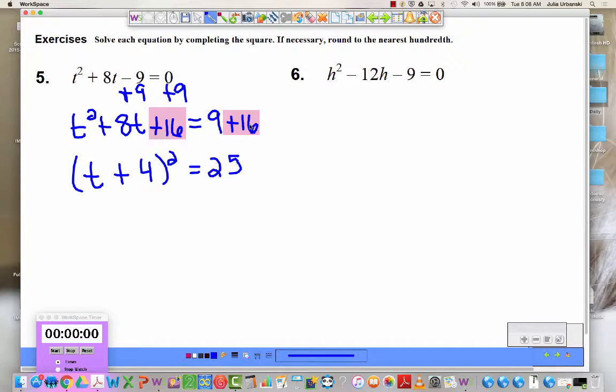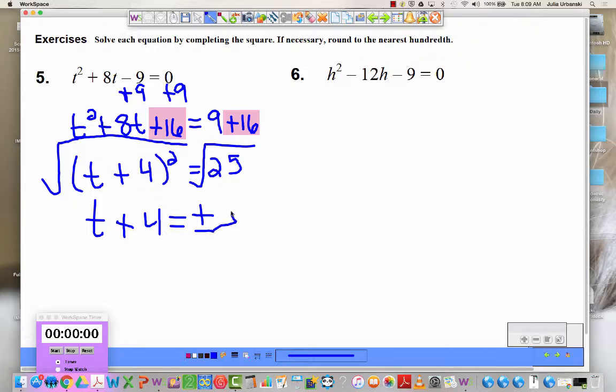Most common mistakes that happen is that people forget to add it to both sides. And the other common mistake is that people forget to come up with 2 answers. Are we to the point where we see what to do here? Whenever you see this, you're automatically going to do what? Square root both sides, okay? Otherwise, you make it too complicated. T plus 4 is equal to positive 5 and negative 5.